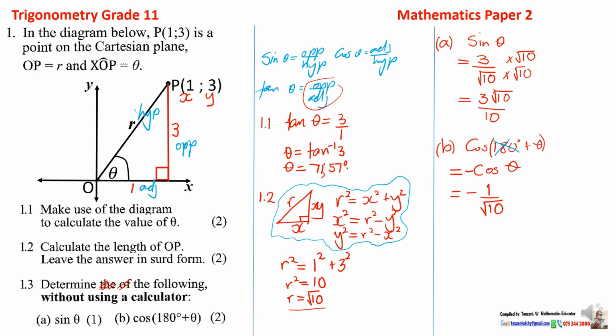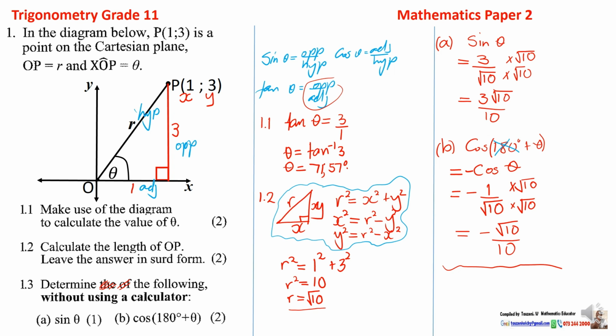So I may also want to rationalize this. In some cases, it's not a requirement. You can leave your answer like that. But if they ask you to not leave the square root like that, then you rationalize. Multiply by root 10, the denominator and the numerator. So the answer will become a negative of 1 times root 10 divided by root 10 times root 10, which is equal to 10. Then my answer is done. This is the answer to question number 1.3b.